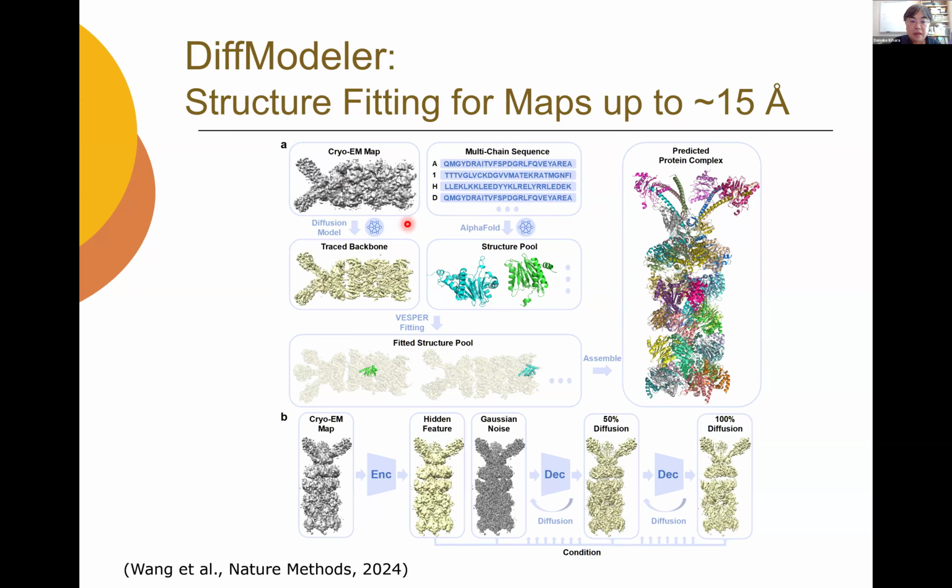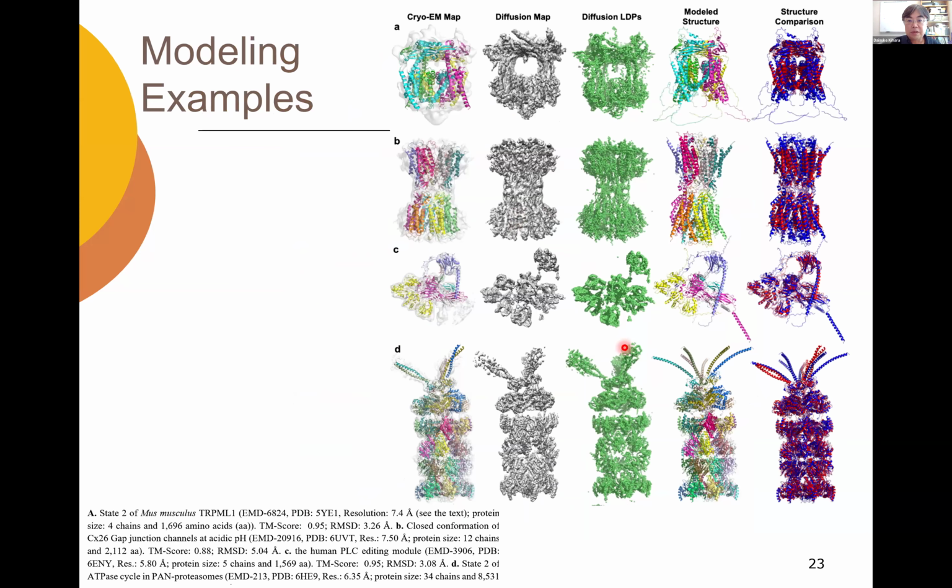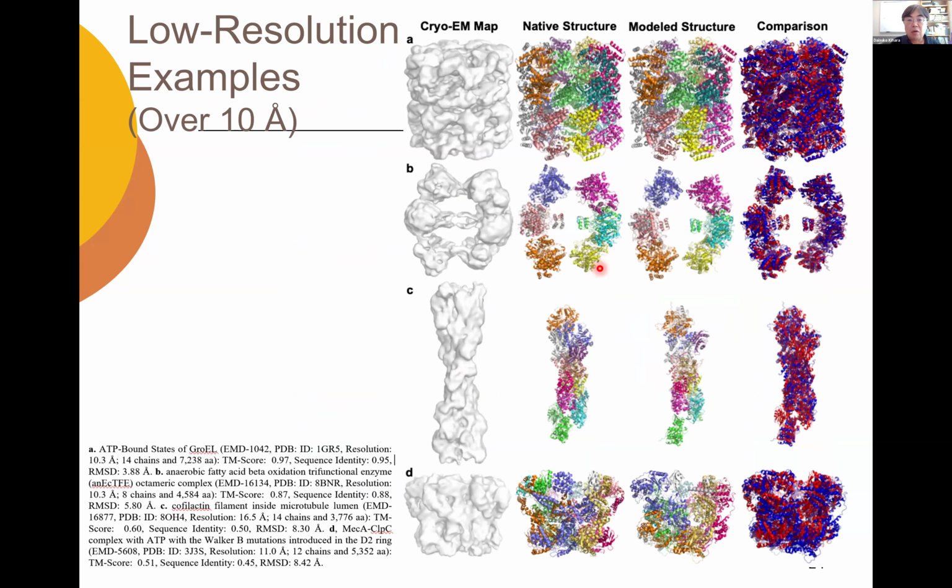So now the cryo-EM map is modified, kind of sharpened, but not really sharpened. The main chain positions are emphasized by a diffusion model, which is another deep learning method. Now we know the main chain position better, and by using the emphasized C alpha positions, we can do the structure fitting better. That's DiffModeler. In some examples, it can work also at over 10 angstrom.